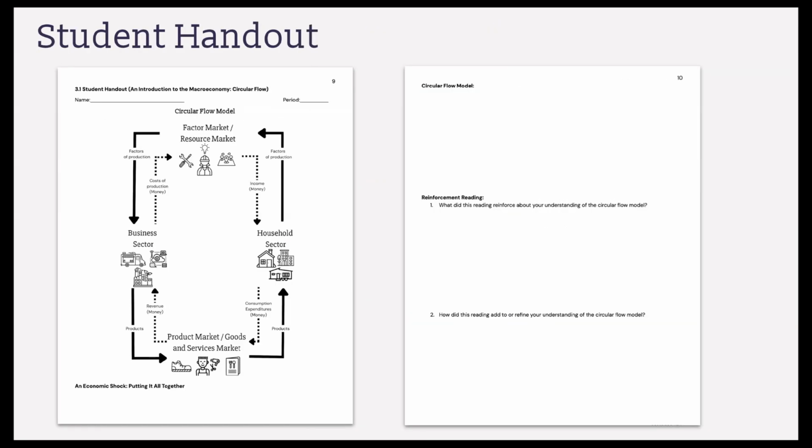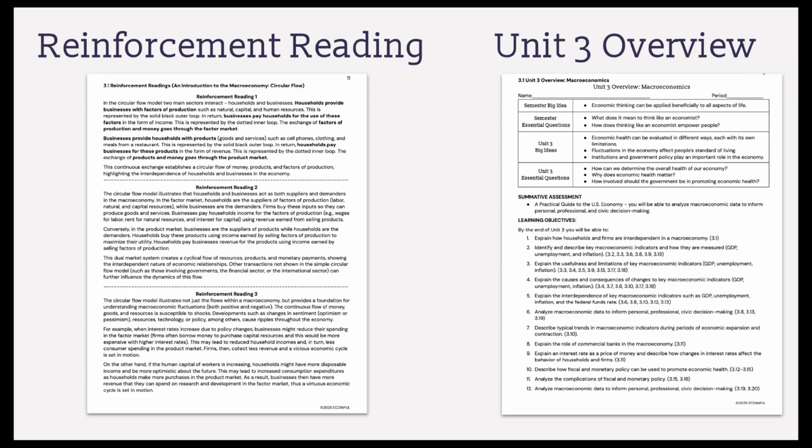This is the double-sided handout. There'll be one for each student. The reinforcement reading is 3 to a page, but you'll cut those apart ahead of time. And then I didn't mention it, but the Unit 3 overview is also something we'll hand out right at the beginning of the class if you're going to do all of Unit 3 with your students.